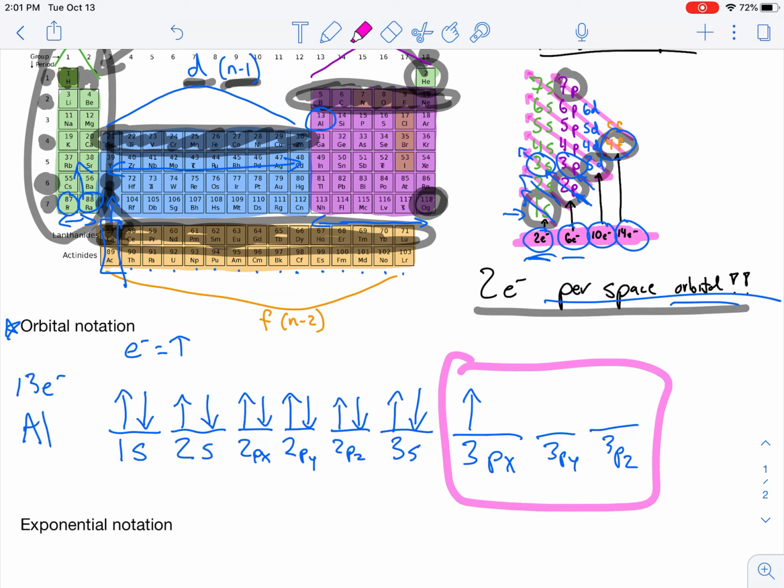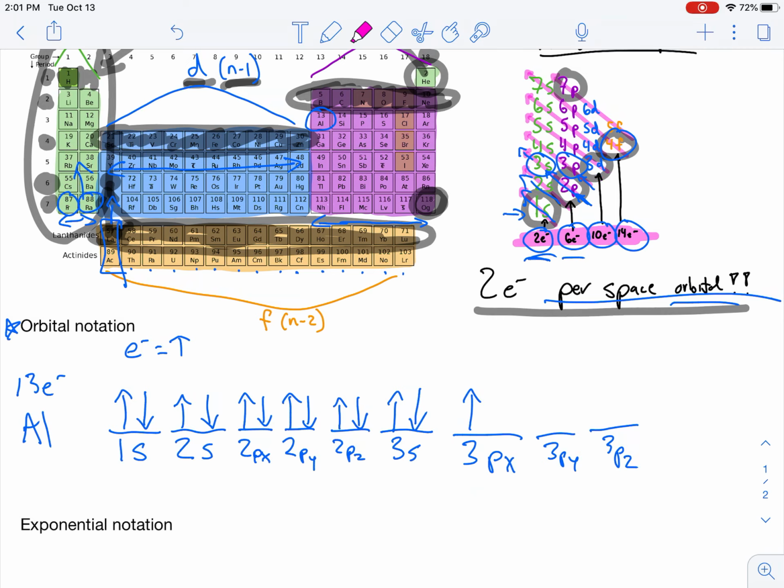Fun thing about D, if you recall, there's 5 different orientations for D. You don't have to show orbital notation for D. I would never give you an element that big for orbital notation. It would just be silly. So don't worry about D. But for P, you have to show Px, Py, and Pz.